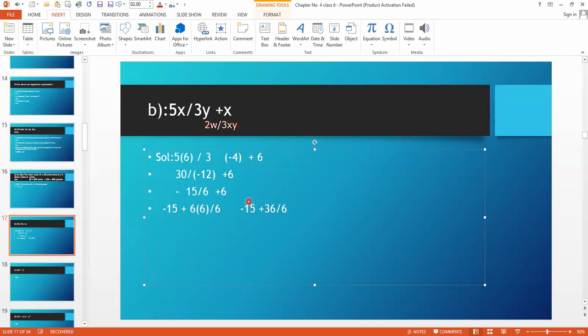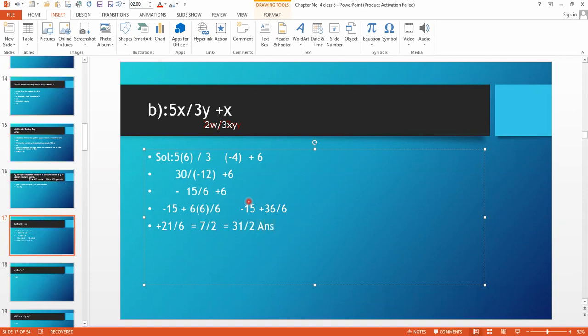You have to subtract the smaller value from the bigger value, 36 minus 15. What will be your answer? Yeah, 21. The positive sign is there. So here you have to put plus 21 over 6. Now you have to write it in the simplest form. So 3 sevens are 21 and 3 twos are 6. And now we have to write it as a mixed number. So 3 whole 1 by 2 is your answer.